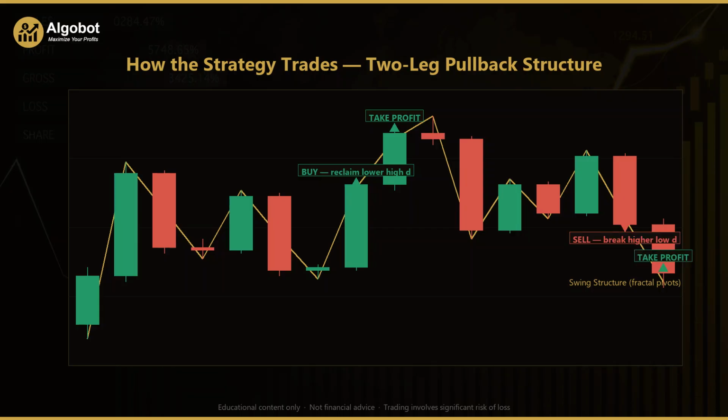When price finally breaks down through the higher low D, the strategy signals a sell, and price falls toward its take profit below. In both cases, the entry only fires after the two-leg correction completes and the trend resumes through the trigger level. This is an illustrative example for educational purposes only.